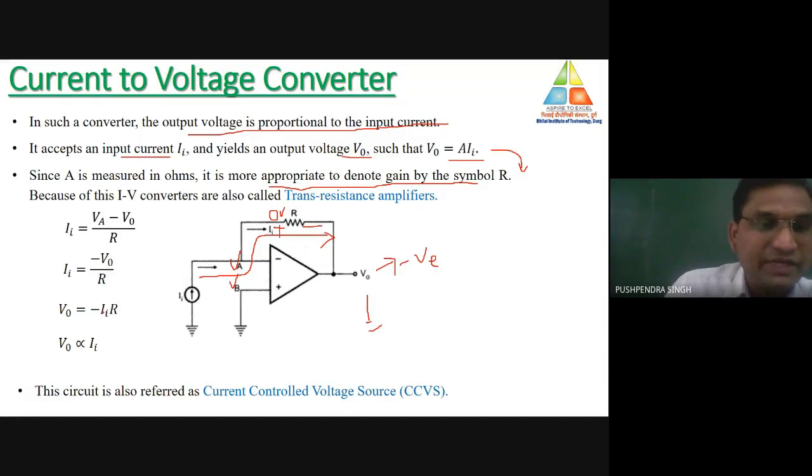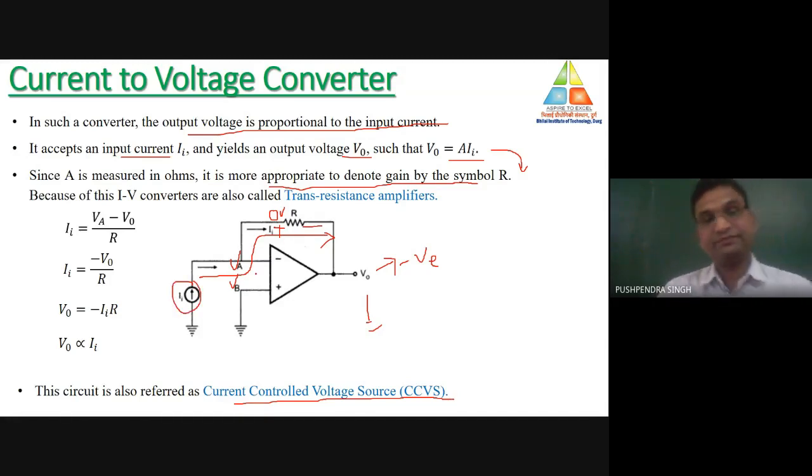Or V0 can be written as minus of I into R, or V0 is directly proportional to I. So this circuit is also called a current controlled voltage source. By controlling this input current, we are generating the voltage. And the voltage to current converter, what was the name of the voltage to current converter? Voltage controlled current source. So these are the other names of the voltage to current converter and current to voltage converter. I hope that would be clear to all of you.